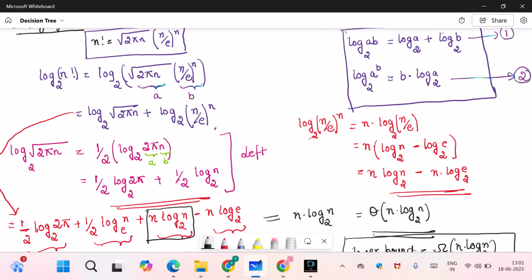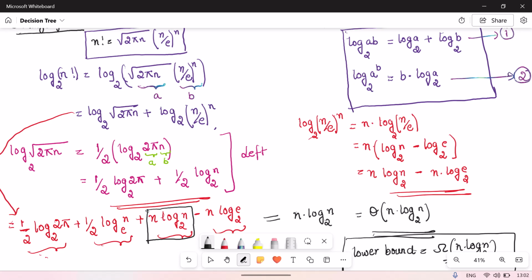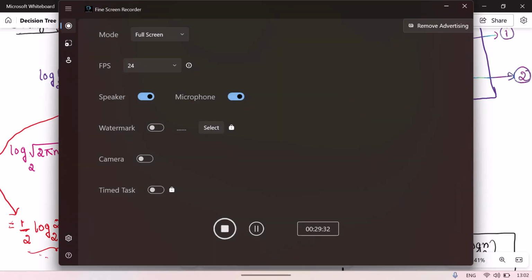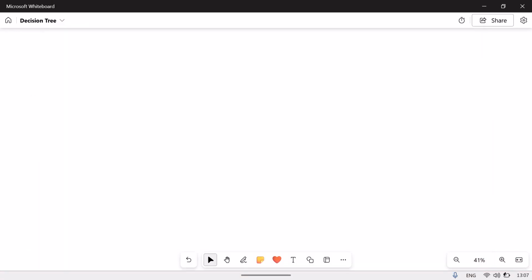Now let us look at the third decision tree. The third decision tree is for insertion sort. Insertion sort is the third one. Again, that is also very easy. Let us do that part. Okay, now let us continue with the next decision tree. This is a decision tree for insertion sort.